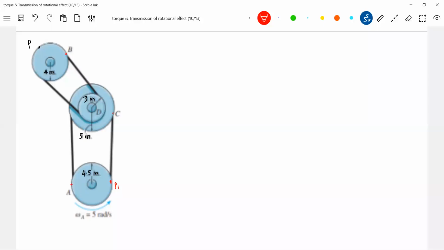What is the velocity of point A? It should be equal to 4.5 into omega A. And how will it be directed? It will be directed downward, and the velocity of point P should be upward. So Vp1 should be equal to Va.